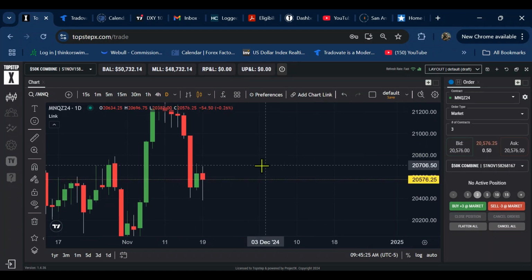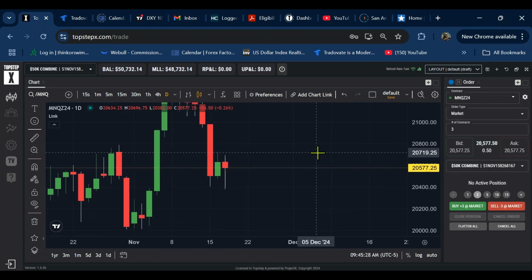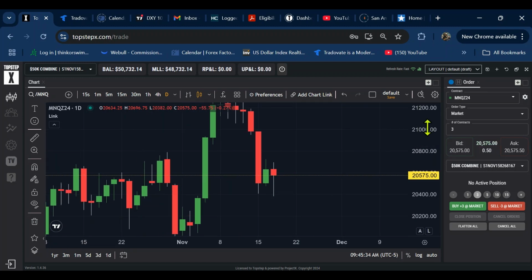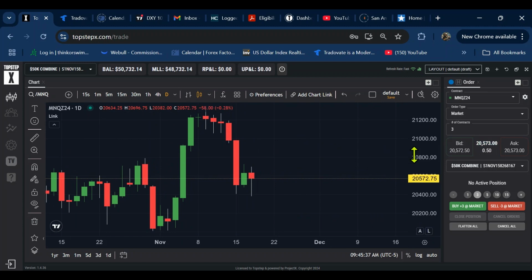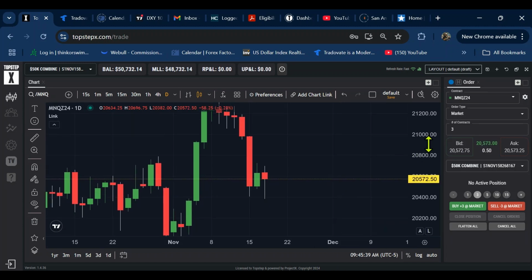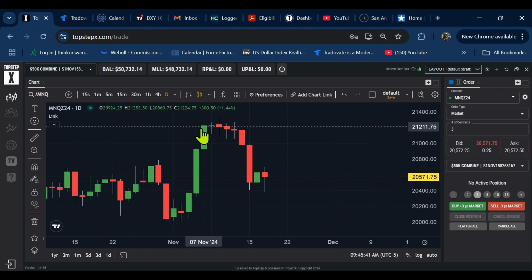First 30 minutes is pretty volatile, so I typically don't mess around with it too much. But I did want to show you a few things with the Topstep platform, just kind of the way I set up my day. This is a daily chart here I'm looking at.